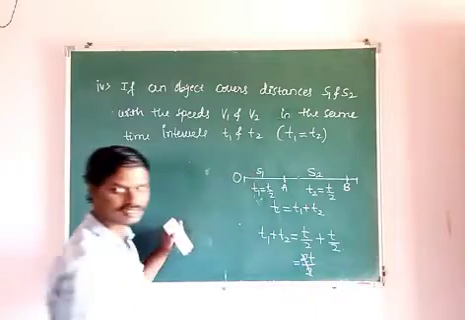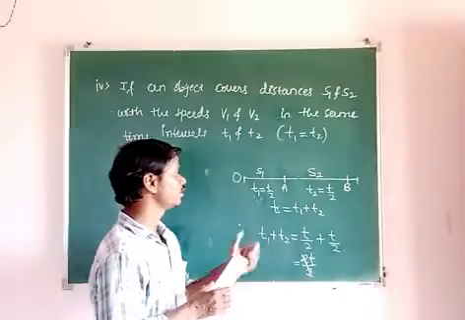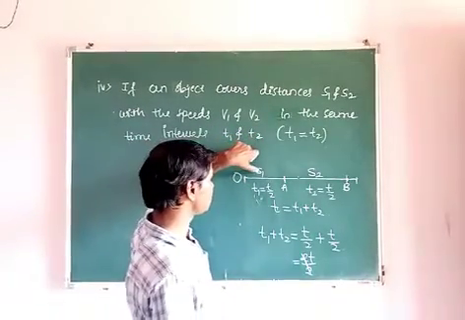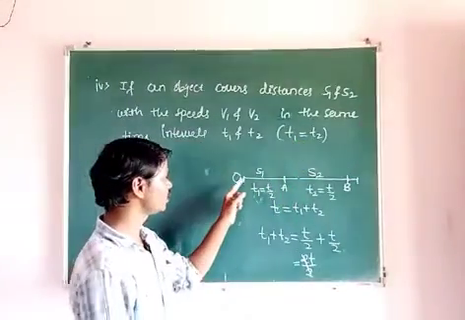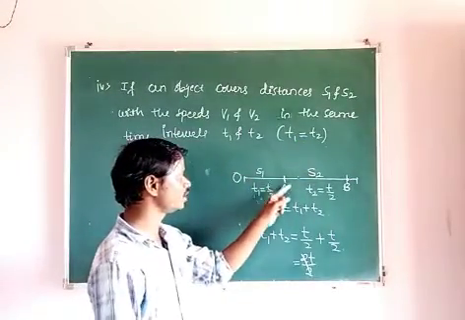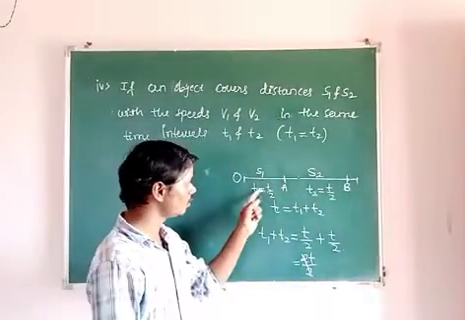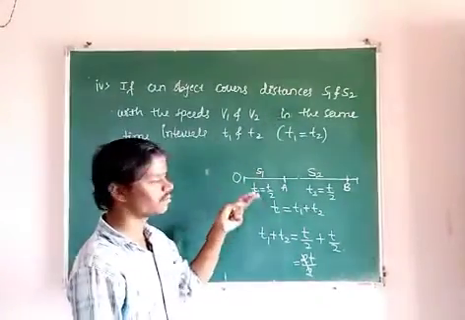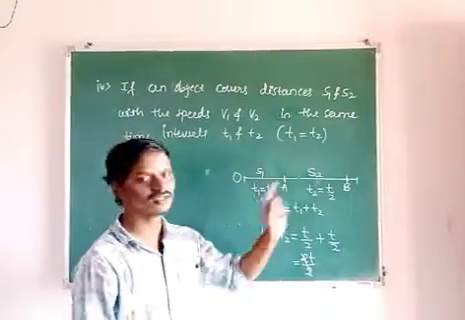Then the 2 gets cancelled, and we will get the total time taken as T. For example, the time taken by the object to cover the distances S1 plus S2 is 2 seconds. Then the time taken by the object from O to A is 1 second, and from A to B is also 1 second. 1 second plus 1 second is 2 seconds. But here the distances may be different and the speeds may be different, but the times are equal.